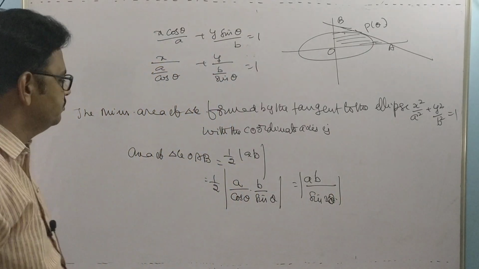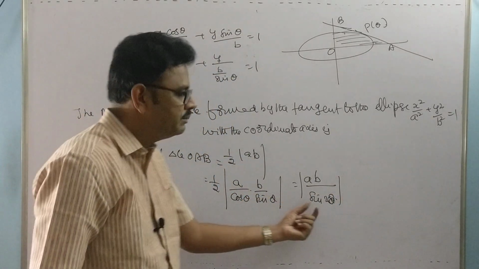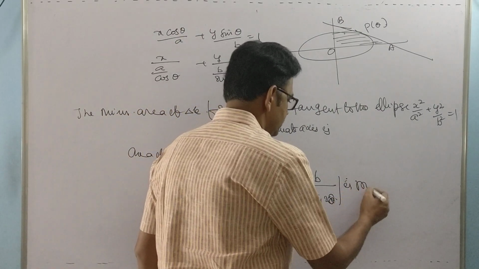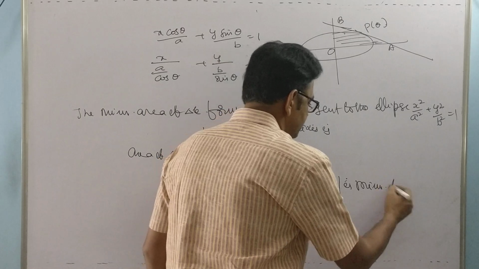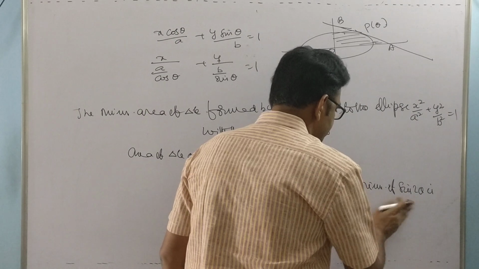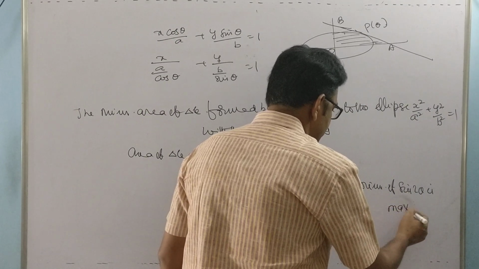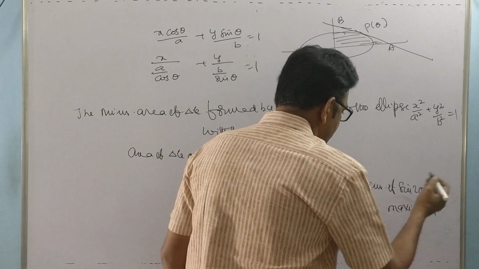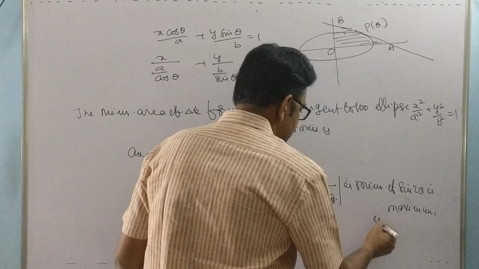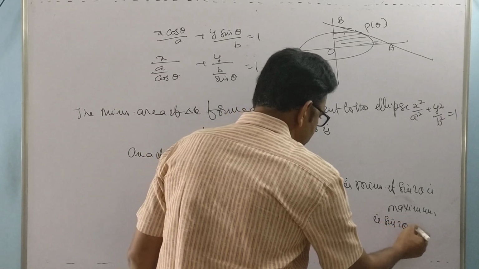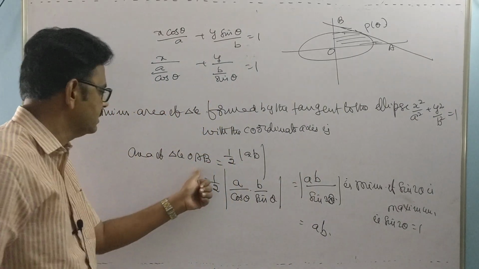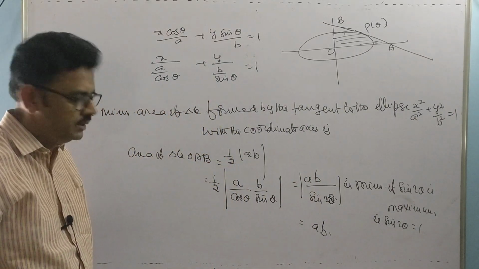So minimum means what? The area is minimum when the denominator is maximum, that is, if the denominator sin 2 theta is maximum. What is the maximum value of sin 2 theta? That is 1. So sin 2 theta is equal to 1, therefore the minimum area of triangle OAB is ab.